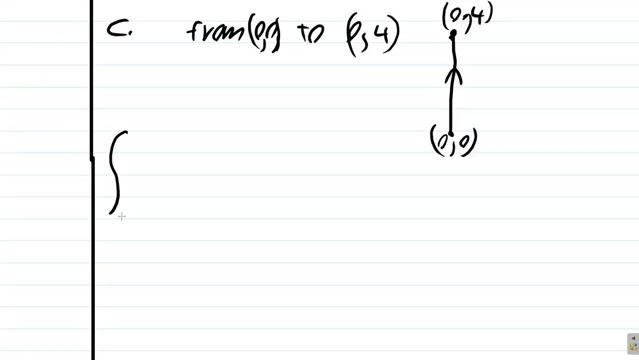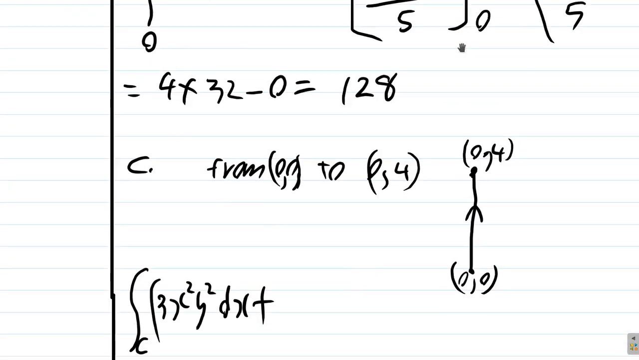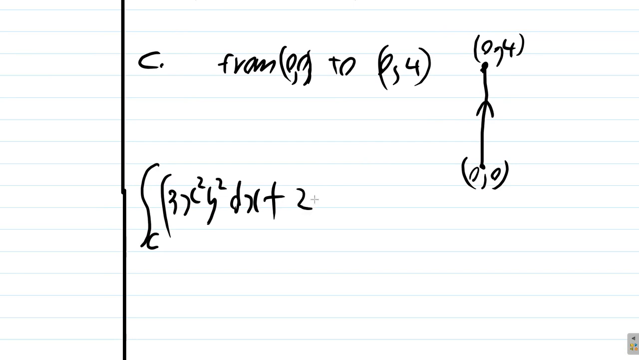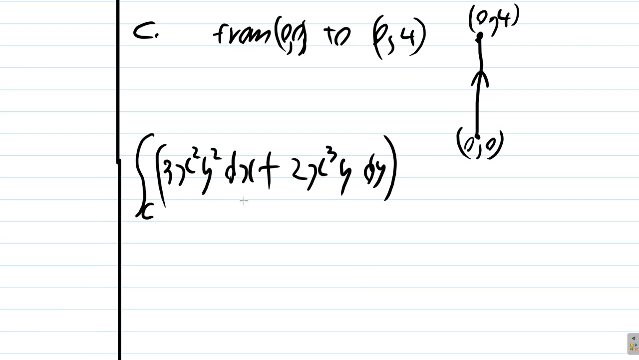So we're finding the integral along the curve of 3x squared y squared dx plus 2x cubed y dy. If we go straight up, there's no change in x. So dx is equal to 0. And the fact is, x remains at one value.